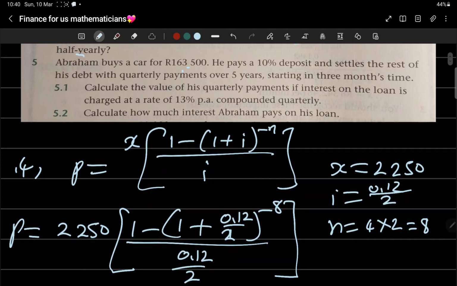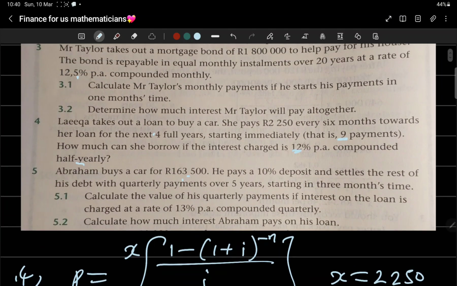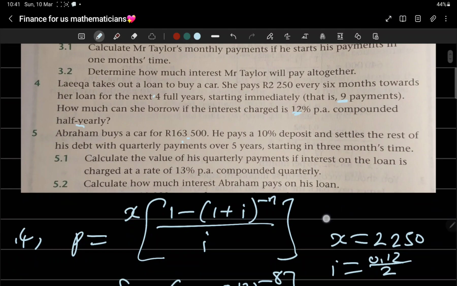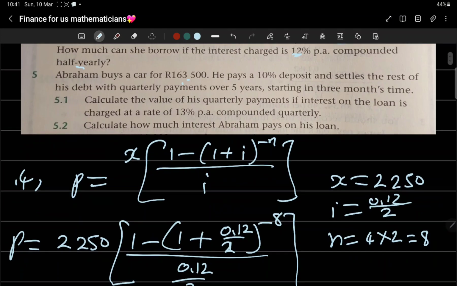Oh, it's not starting immediately. So we don't have this situation where the payments are 9, but when we calculate, we got 8. We don't have that situation in this case because he didn't start to pay immediately.